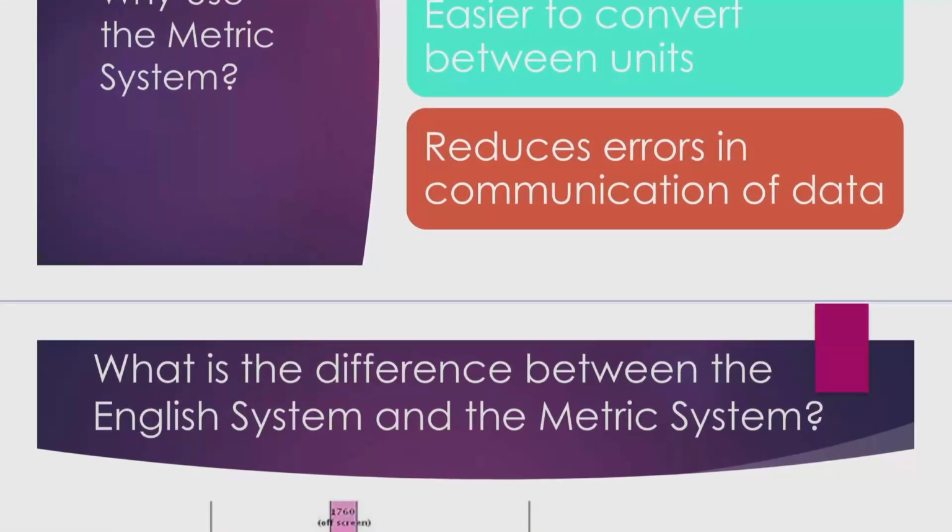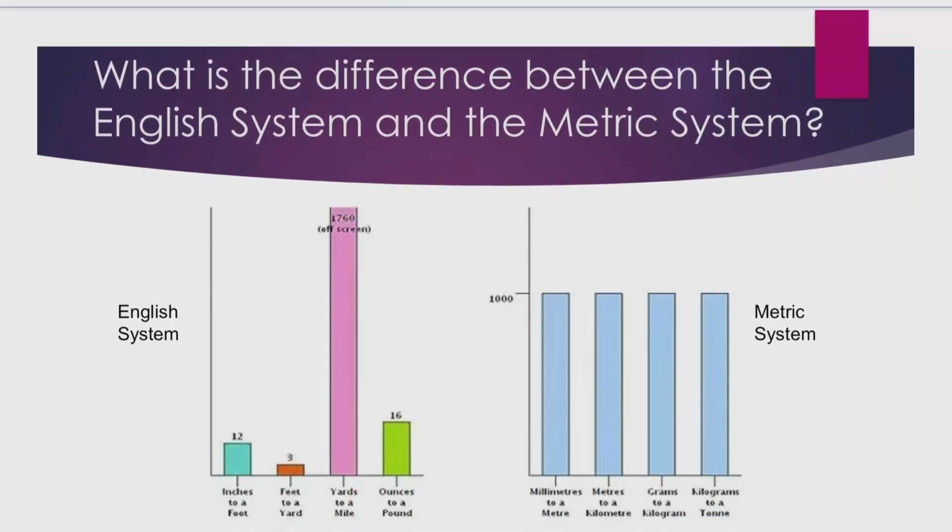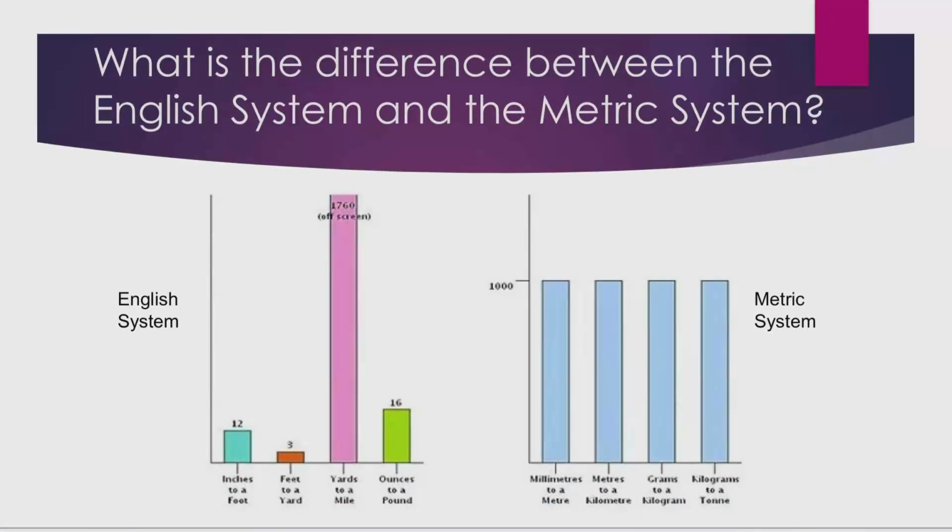There's some famous examples of communication errors that cost a lot of money. So a difference between the English system, one of the other names for the system that we use, and the metric system is the conversion factors. In the English system, if you're converting inches to a foot, there are 12 inches in a foot. For converting feet to a yard, there's 3 feet in a yard. If you're converting yards to a mile, there's 1,760 yards in a mile, which is not a number that we'd probably normally think of. Does anyone know how many feet are in a mile? 5,280.